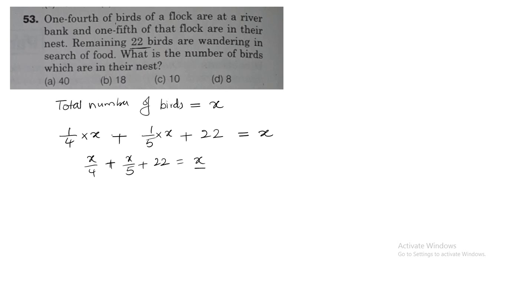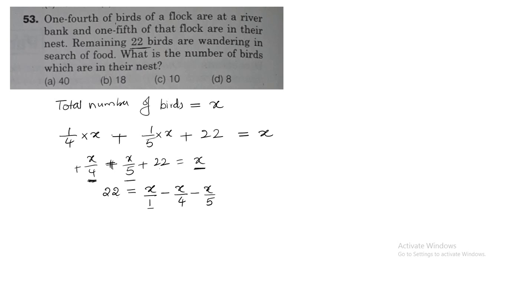we need to bring all those x terms to one side. So for that, I am keeping 22 as it is on the left hand side, and this x by 4 and x by 5 I am transposing to the right hand side. Then I can write it as x by 1 on the right hand side, plus x by 4, so if there is nothing, that means there is plus. When I transpose this plus x by 4, it becomes minus x by 4, and the same way plus x by 5, when I transpose, becomes minus x by 5.